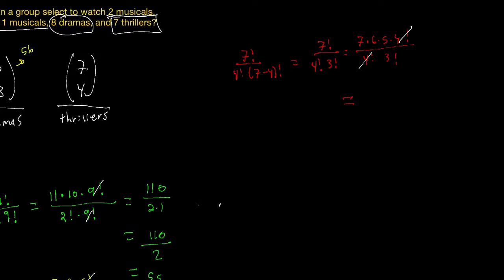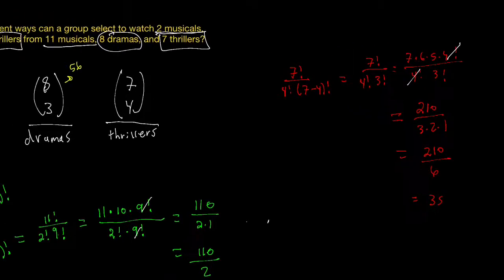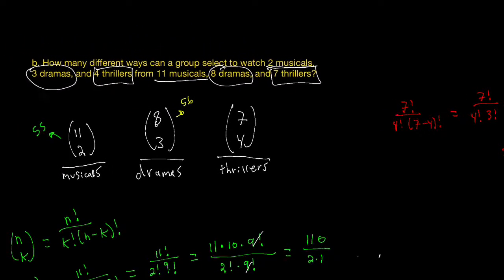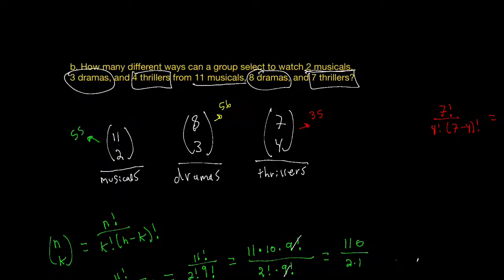The 4 factorials will cancel out, and we're going to get 7 times 6 times 5 in the numerator, and that gives us a total of 210. 3 factorial is 3 times 2 times 1, but then that's just 6. So 210 divided by 6 gives us 35. So we have 35 combinations here, or 7 choose 4 ways here.